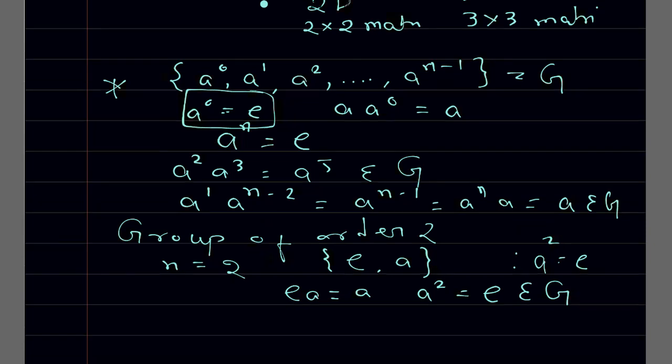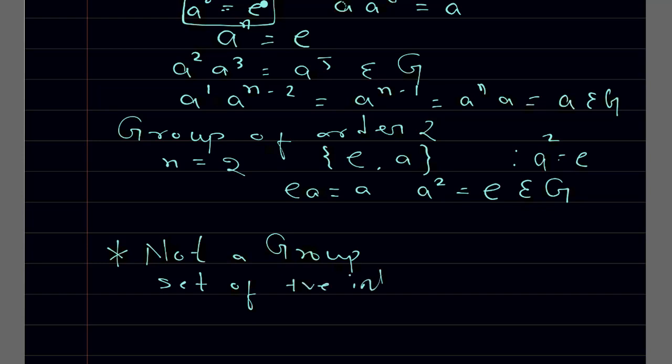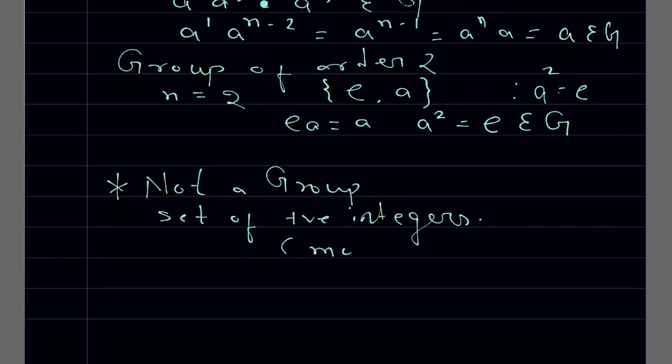Now another example of what is not a group. So consider a set of positive integers. Can a set of positive integers form a group under multiplication? So the operation that I take is multiplication. The answer will be no.